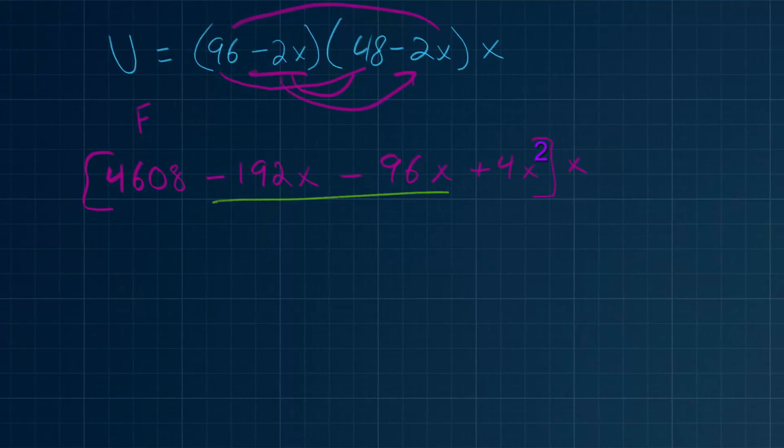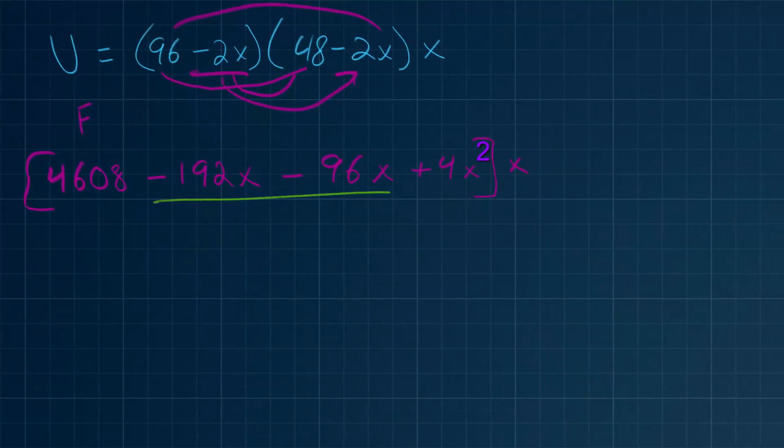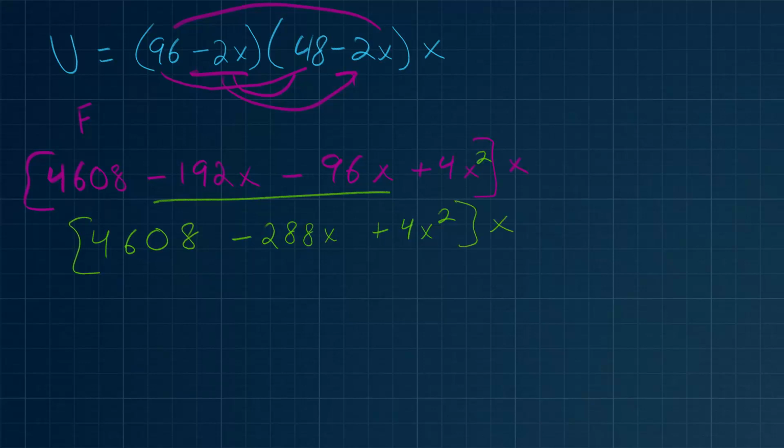Combining like terms in the middle, we get negative 288x plus 4x squared. Forgot the squared. 4,608 all has an x on the outside. And distributing the x to the inside, we get 4,608x minus 288x squared plus 4x to the third. This is our volume equation with respect to x.